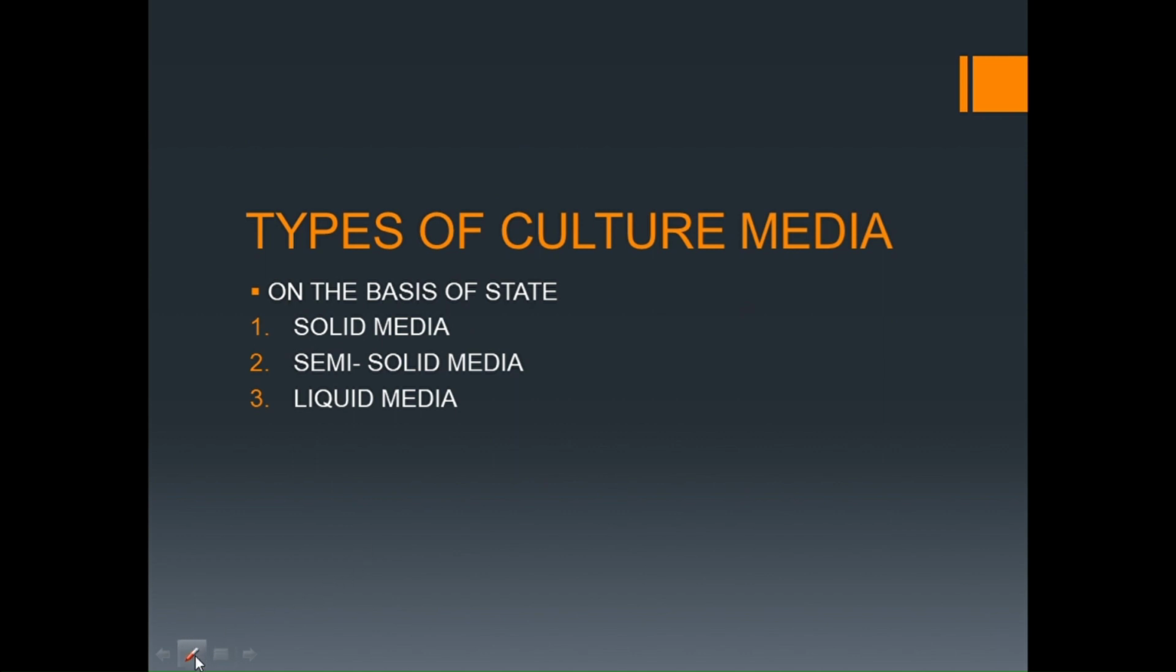Now we will start with the types of culture media. The first type is of course solid media. Solid media is called solid because of its state. It is solid. We mainly grow colonies here. We do streaking, spreading, and pour plating in the solid media. Then comes semi-solid media, which is mainly used to observe the motility of organisms. And third is liquid media.